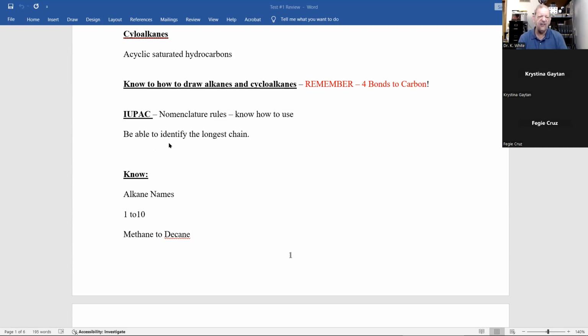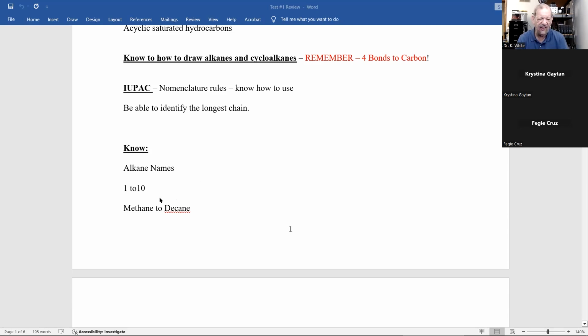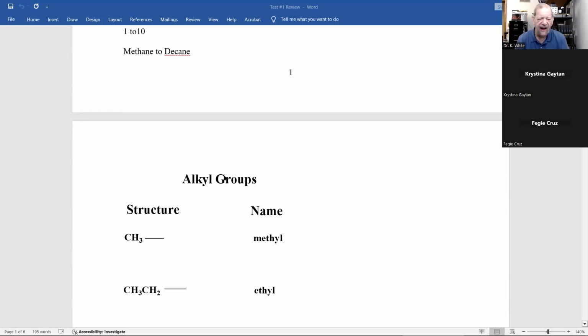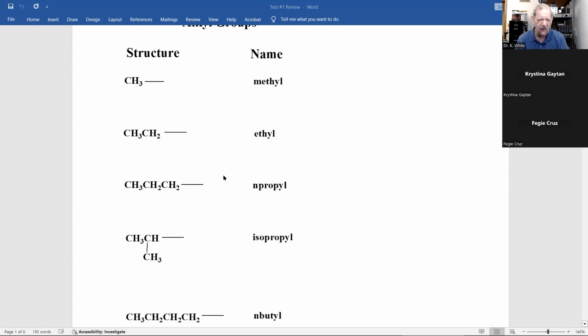And you should be able to identify the longest chain. And based on that, you should know the alkane names 1 through 10. There's a file in D2L lecture where I have this. Next, on molecules, we have alkyl groups. Those are left over after you determine the longest chain.